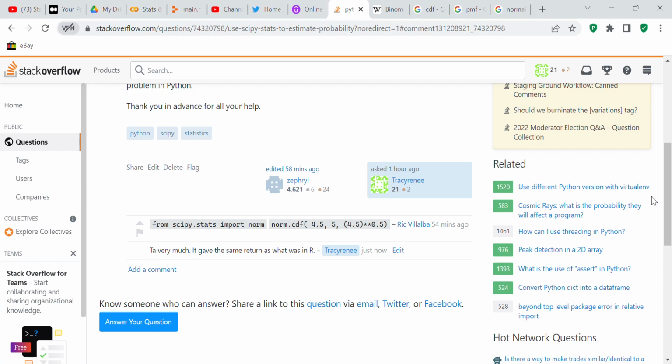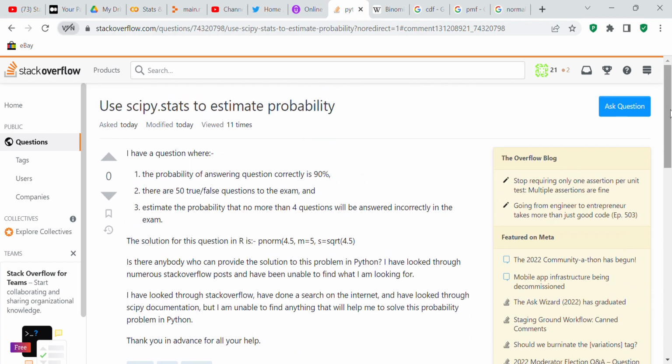It gave the same return as what was in R. So they did actually give me the answer. I wanted to show you that I had to go to Stack Overflow to actually find the answer to this question. I had to ask an expert to solve it for me because I couldn't find it. And I'm going to tell you where I got the questions.